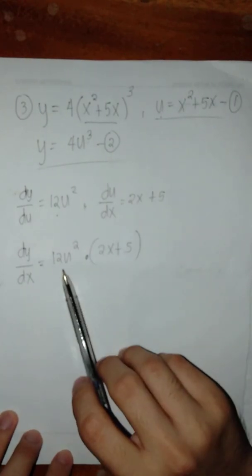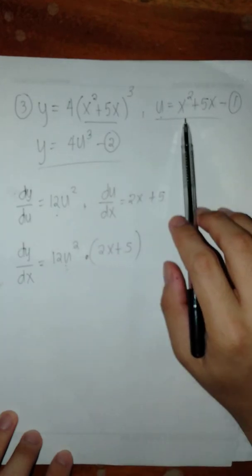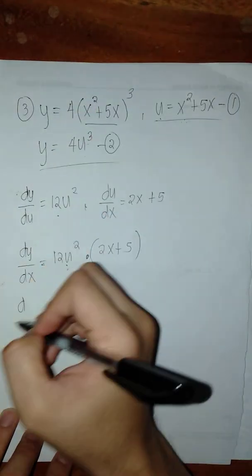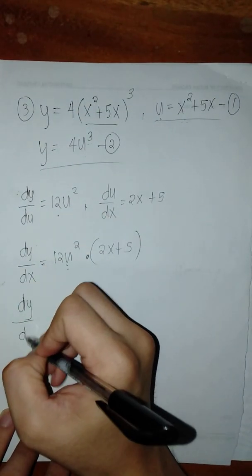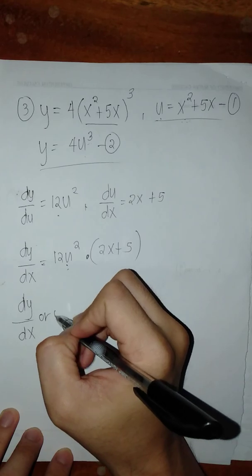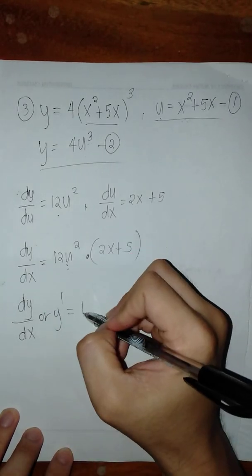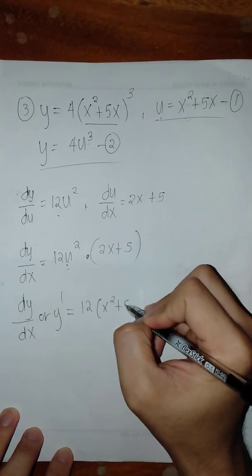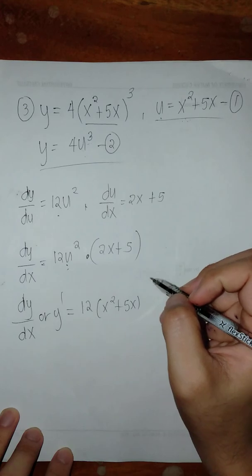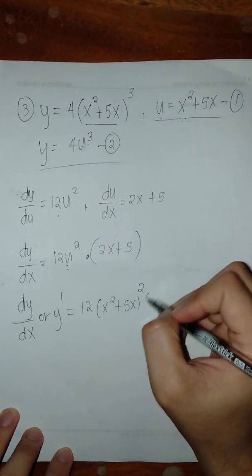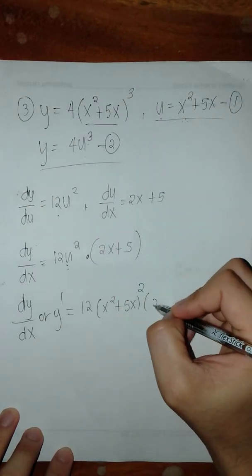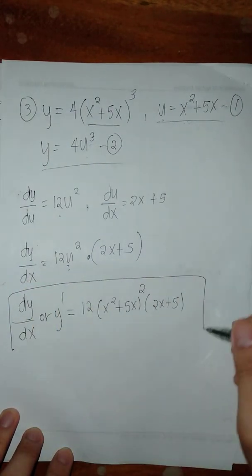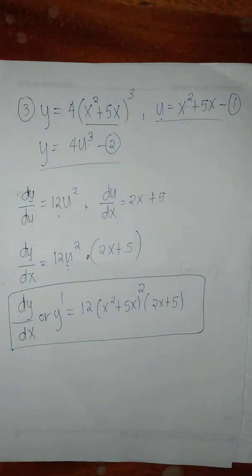Hindi pa. Yung u mo, papalitan mo yung original, which is ito. Diba ito original mo? O, ilagay mo sa loob. So, the derivative of this one, dy over dx or y prime, is equals to 12. Then, yung inalis mo na u, yung x squared plus 5x raised to 2, squared times eto, 2x plus 5. Then, this is your answer. That's how you derive using the chain rule.